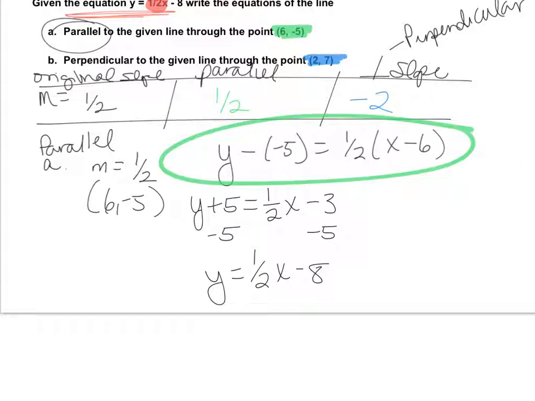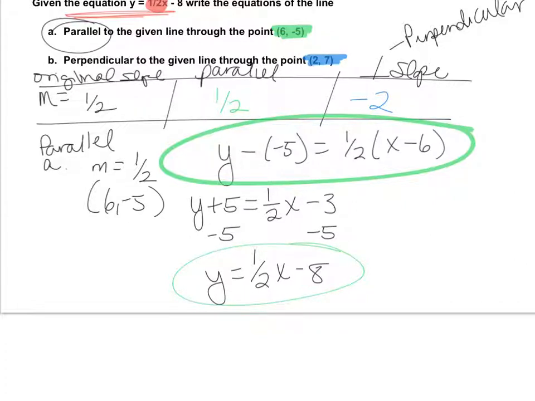Ha! Isn't that funny? I picked the exact same line to be parallel. So, we're going to go with it. This is my line parallel through that point. I picked the exact point that it goes through. I guess I got lucky.